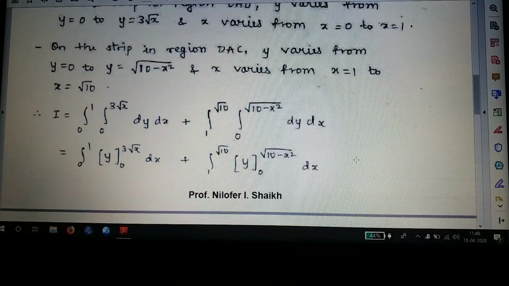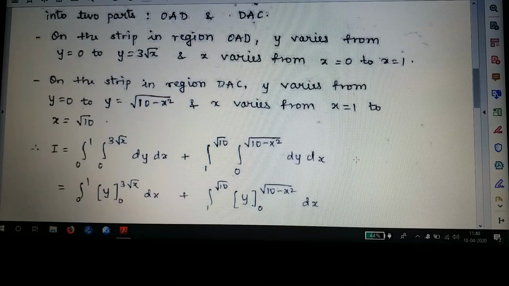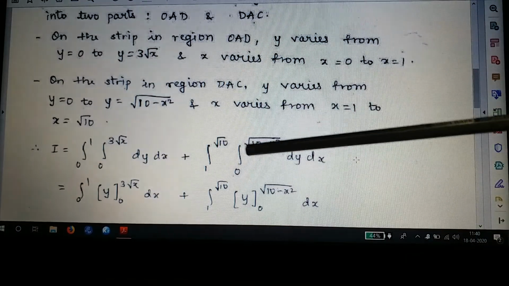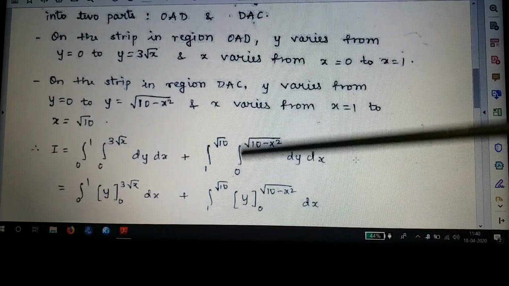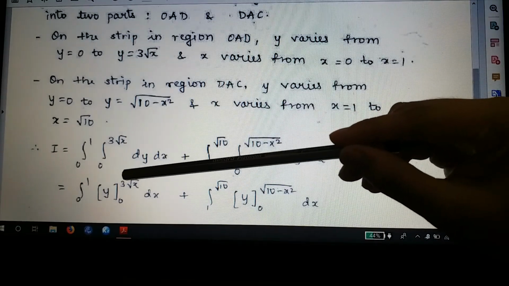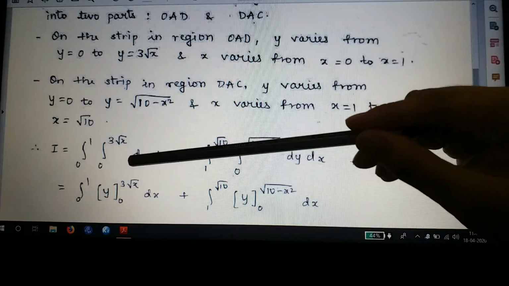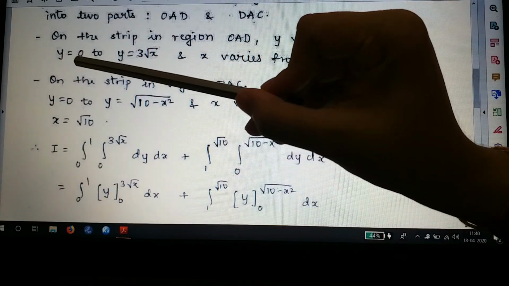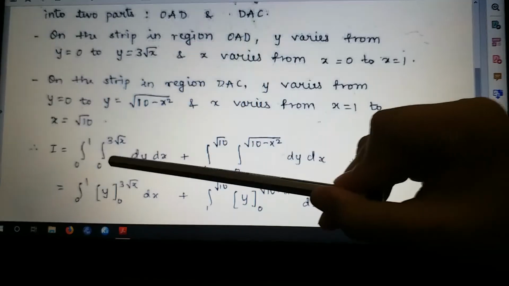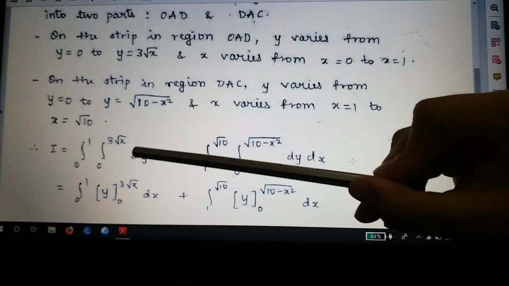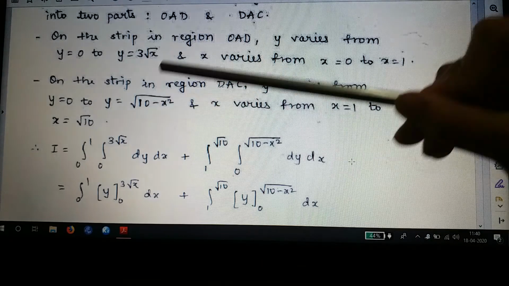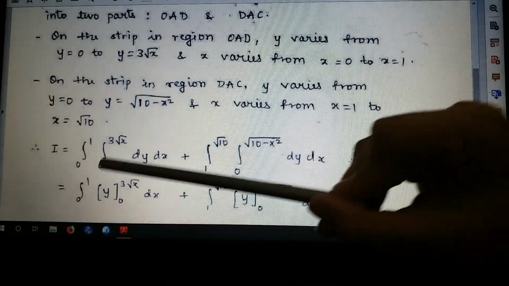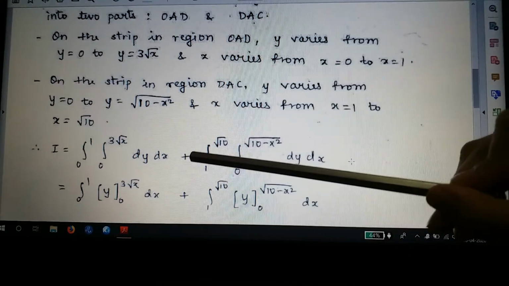To write the integral, we are going to use what we have written over here. The given integral is now the addition of two double integrals. This first double integral is coming from the first region, and we have already written that in the first region y goes from 0 to 3 root x. So those are the limits for y and we have dy here. And then the outer limit: x goes from 0 to 1. So 0 to 1 over here. Put a plus sign.